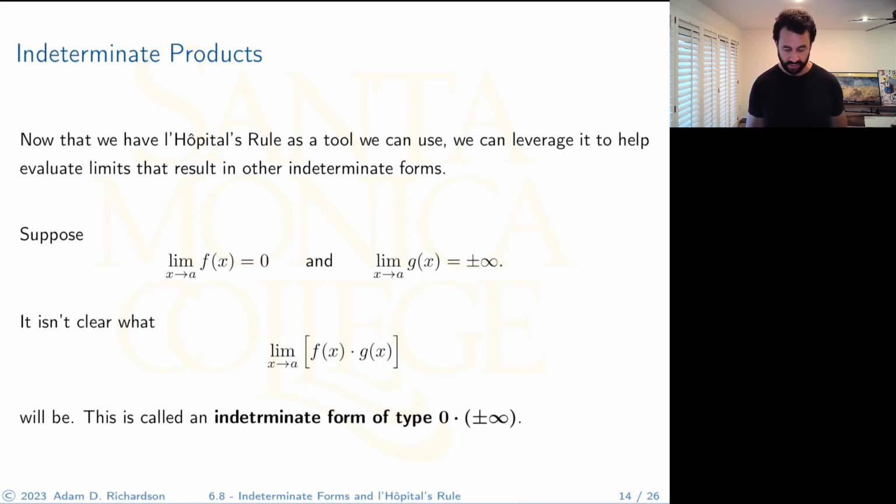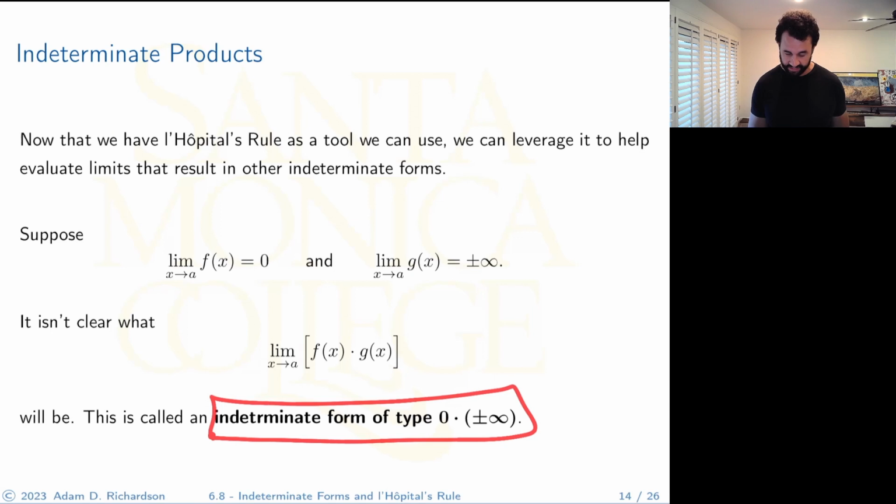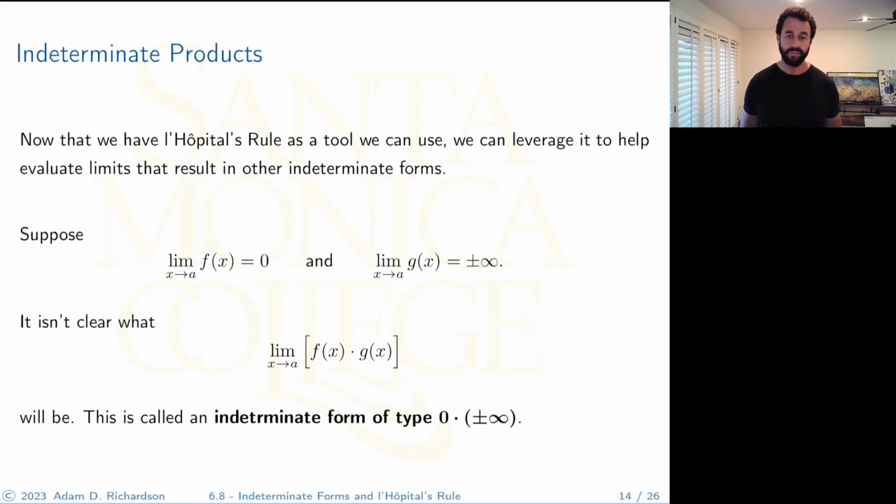So here, let's suppose that the limit of the function f of x is 0 as you approach a, and the limit of g of x as you approach a is plus or minus infinity. Then the reality is that it's not clear what the limit of the product is going to be. What's the limit of f of x times g of x? It's actually not clear what that limit's going to be. And so we call this an indeterminate form of type 0 times infinity, or 0 times negative infinity.